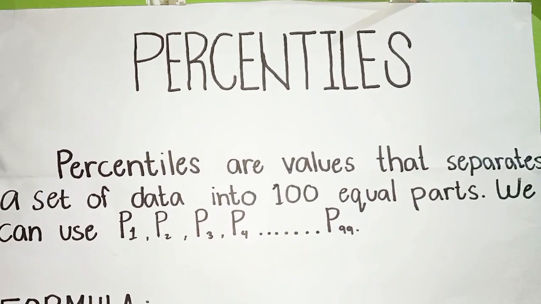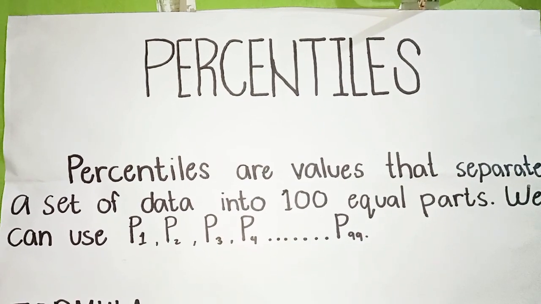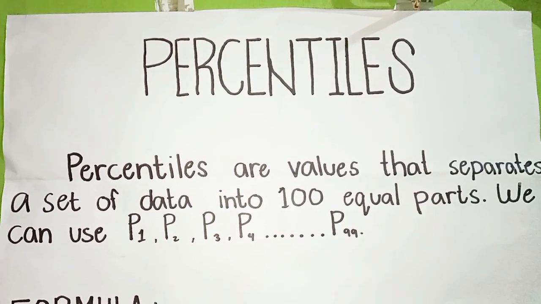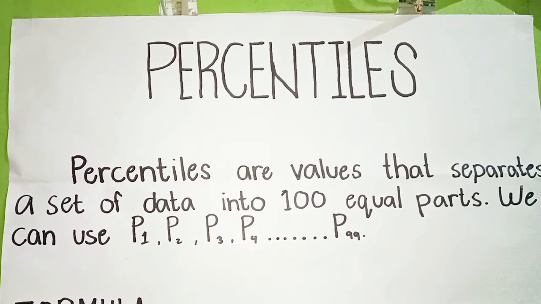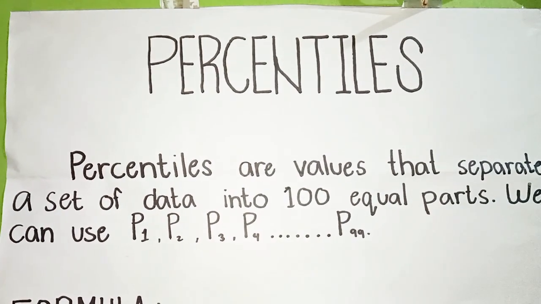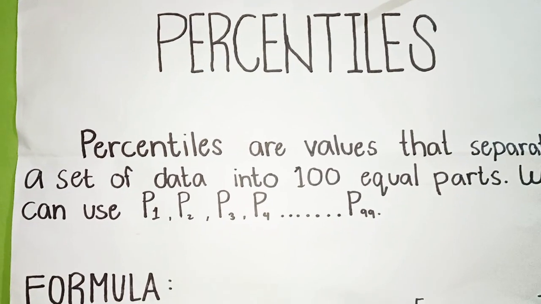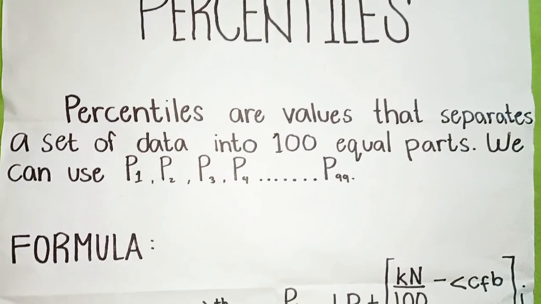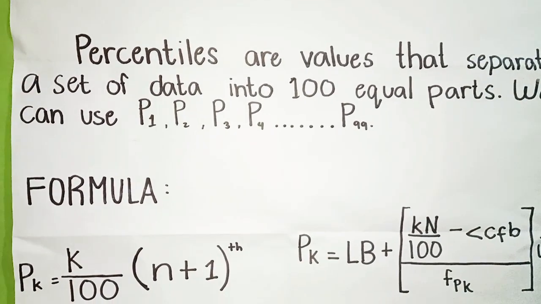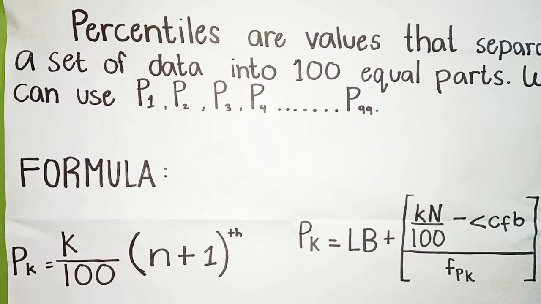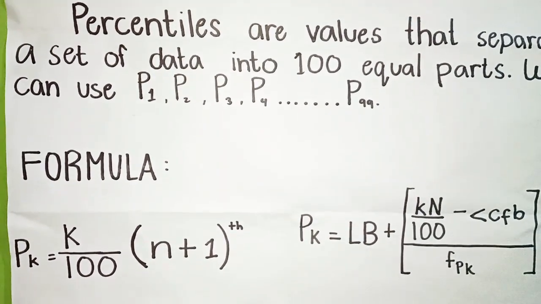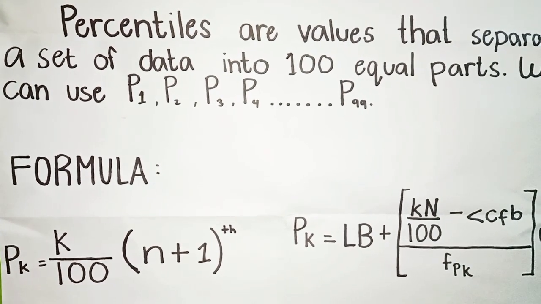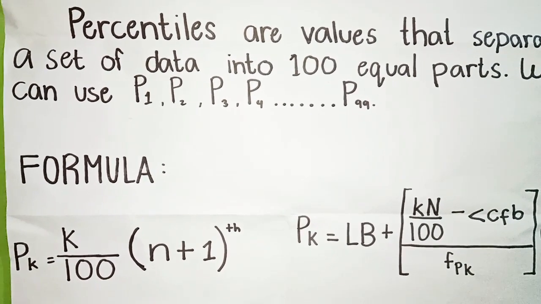And we can use P1, P2, P3, P4, going to P99. Since this is divided into 100 equal parts, we have assigned formulas for percentiles. We have the formula for ungrouped data, and on the right side the formula for grouped data.